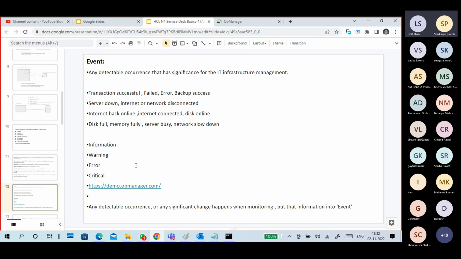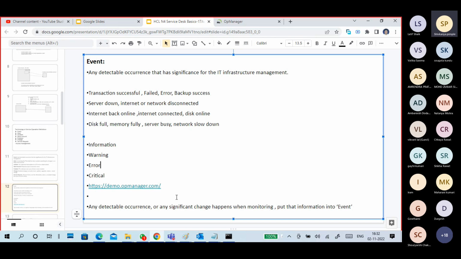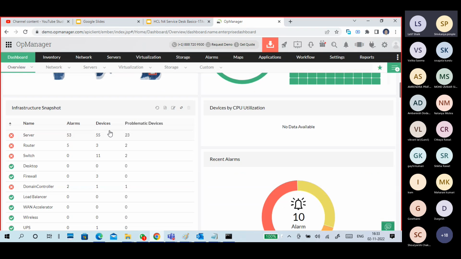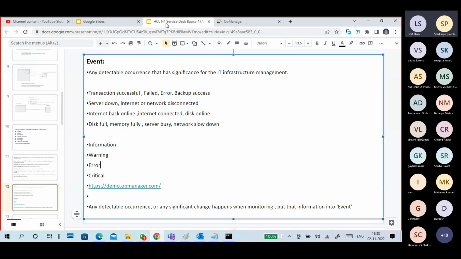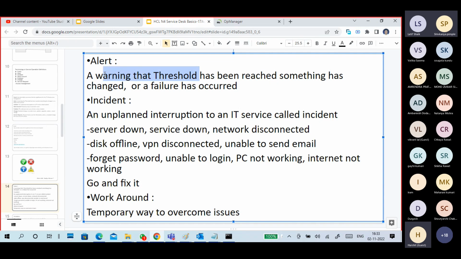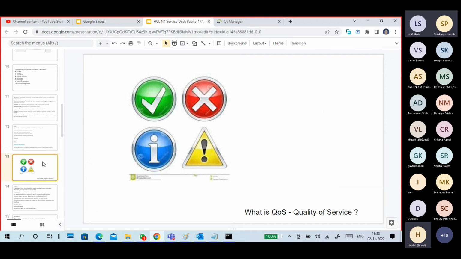When events occur, mainly warnings and errors, it sends notifications like alarms. So we can observe from the alarms, right? Something has happened to it. When a threshold is reached, a warning is generated, or something has changed, or a failure occurs, it's an alert. So events and alerts are systems to notify what has happened.